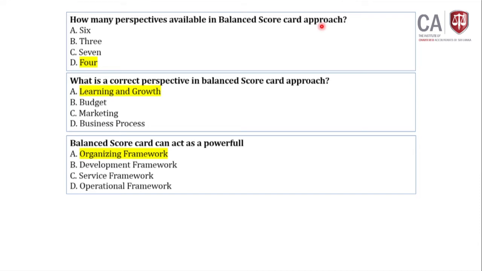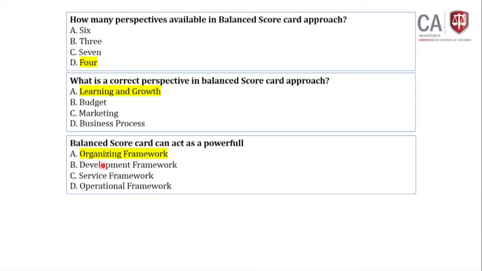And what is a correct perspective in the balanced scorecard approach? So there were 4 perspectives, so one of those will be given. Likewise, learning and growth is one perspective. The balanced scorecard can act as a powerful what? Organization framework. It's a very good, powerful organization framework, so that it develops the organization.